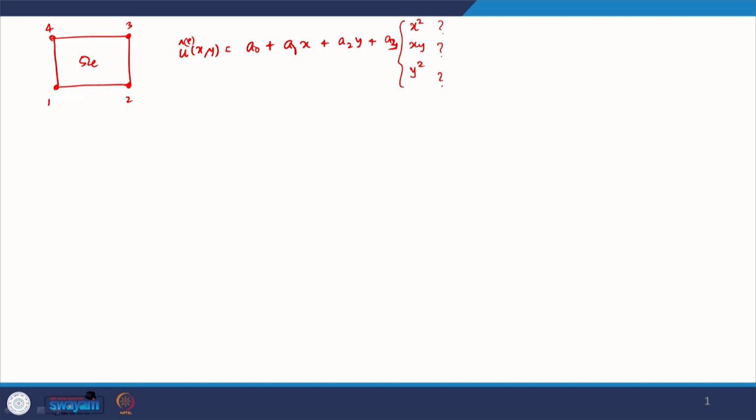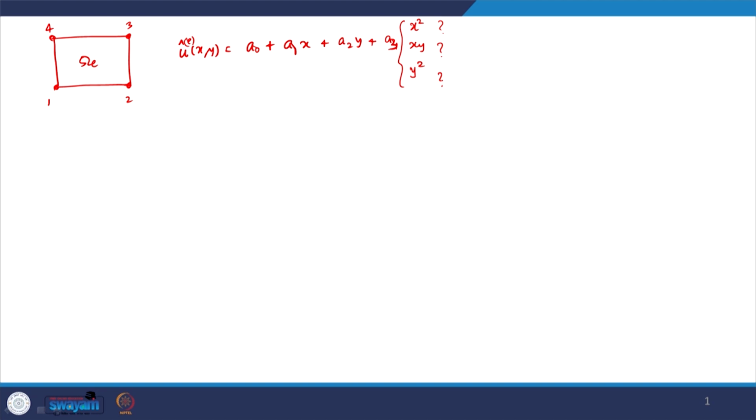Another option would be to add all of them together, x square plus x y plus y square, and then multiply them by A3, but that would lead to another problem that we will see later. But what do we need to include here? The possibilities are A3 x square or A3 x y or A3 y square. Whatever we choose, this term is a spurious term.